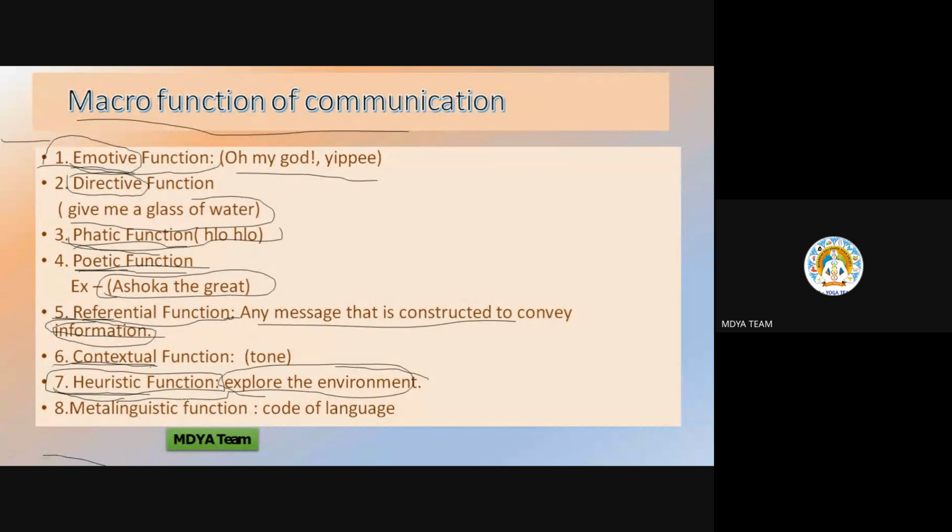Okay, we'll learn more about this heuristic function. You all try to read something about this, okay? Then we will discuss later.